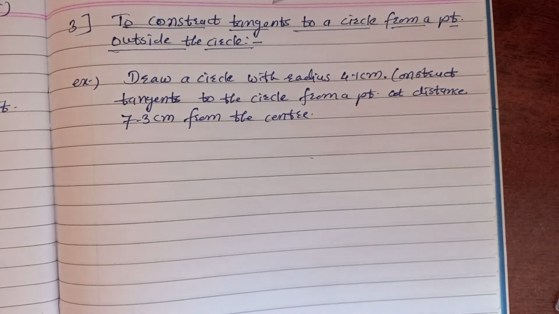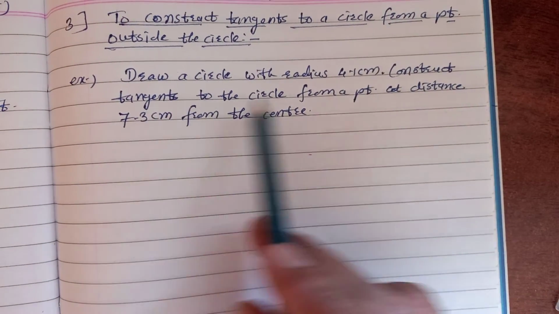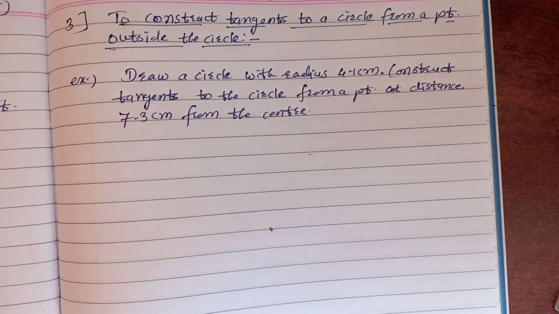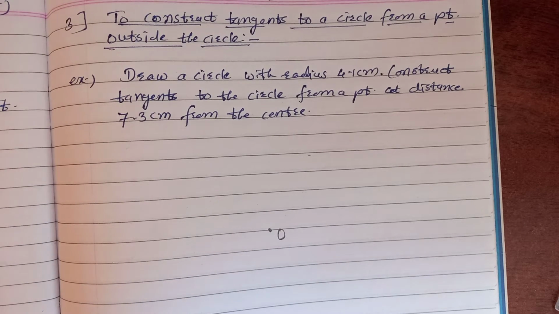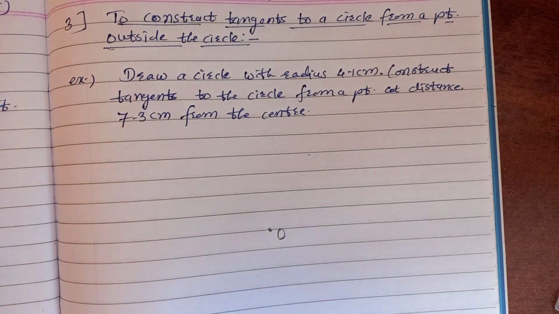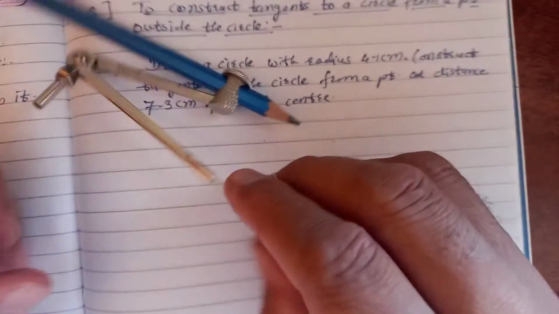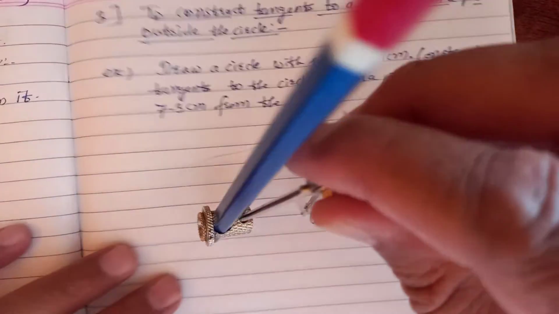Okay, taken. So now take any point. Is the name of the center given? No. So you can take any point. Suppose we have taken O as the center of the circle. Now we have to see how to draw this one. Take the radius 4.1, already taken here from this point O. So draw one circle.